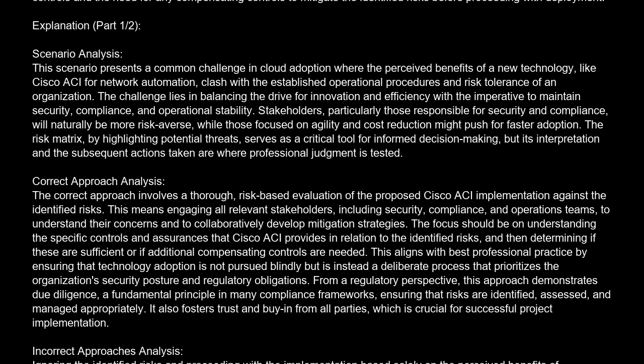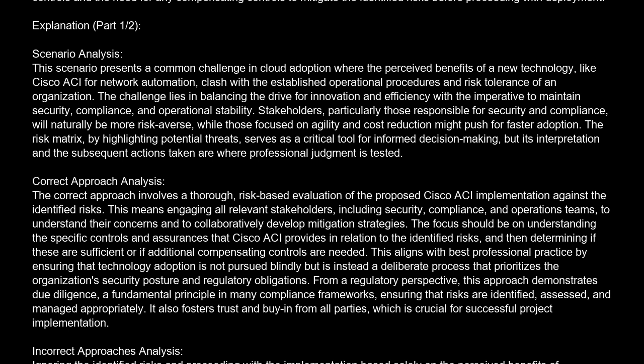The risk matrix, by highlighting potential threats, serves as a critical tool for informed decision-making, but its interpretation and the subsequent actions taken are where professional judgment is tested. Correct approach analysis. The correct approach involves a thorough, risk-based evaluation of the proposed Cisco ACI implementation against the identified risks. This means engaging all relevant stakeholders, including security, compliance, and operations teams, to understand their concerns and to collaboratively develop mitigation strategies.